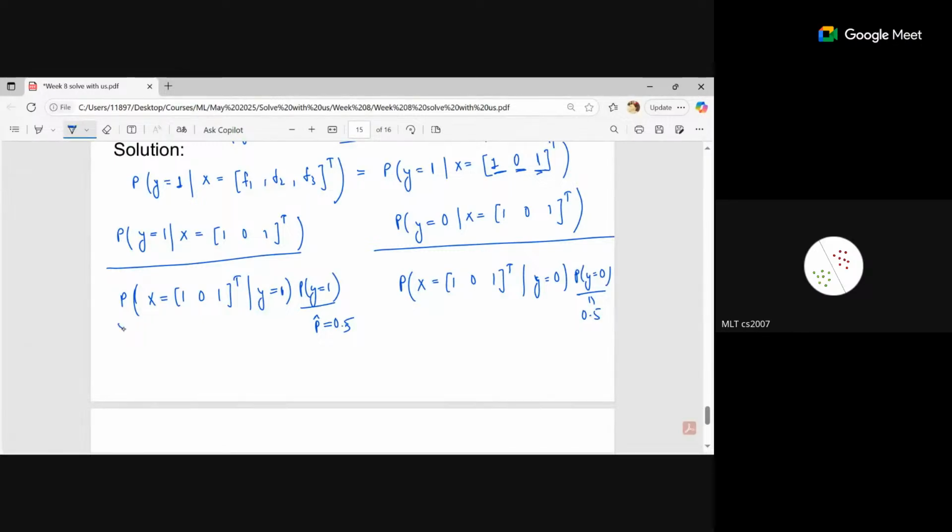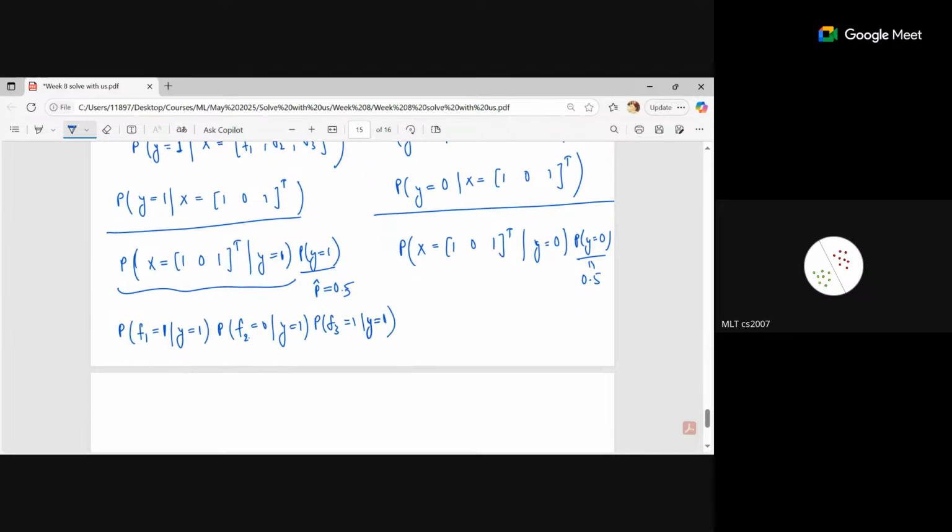Now, what is this going to be? This is going to be the probability that F1 is equal to 1 given Y is equal to 1, times the probability that F2 is equal to 0 given Y is equal to 1, times the probability that F3 is equal to 1 given Y is equal to 1.